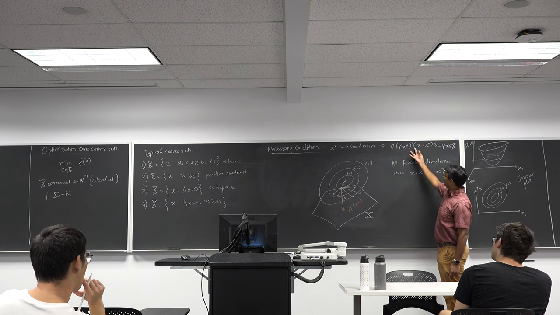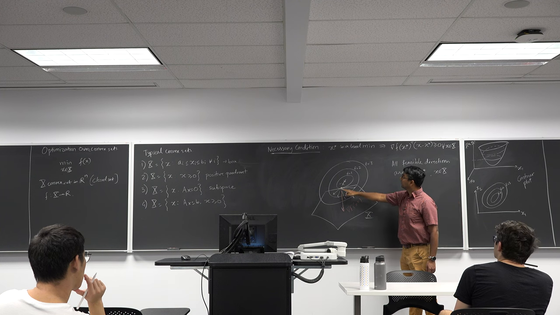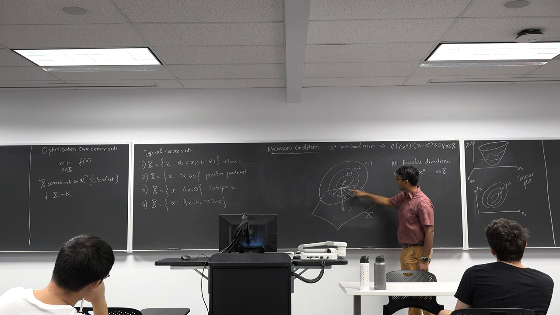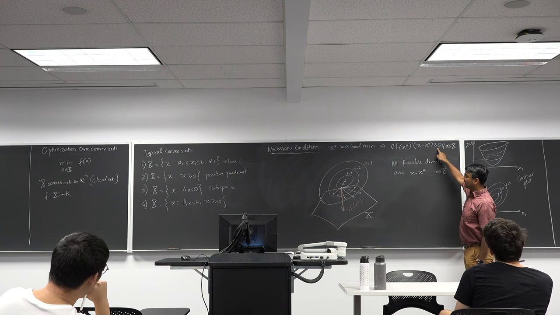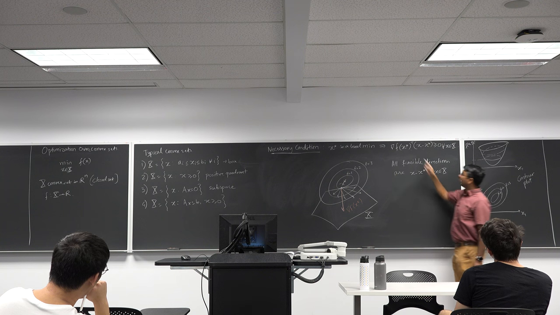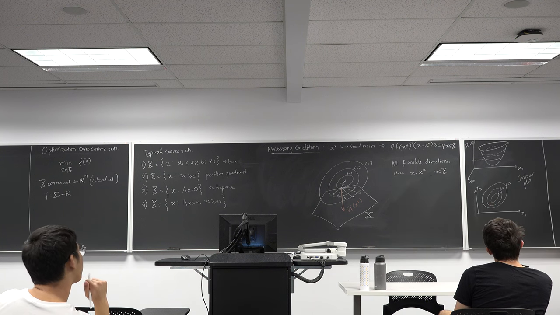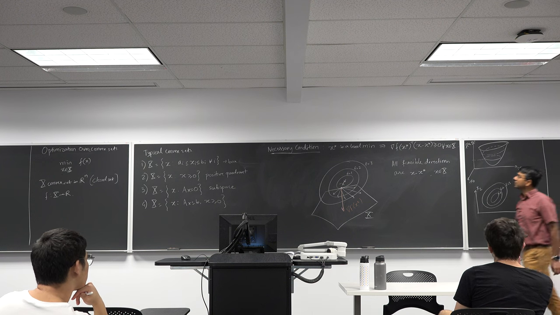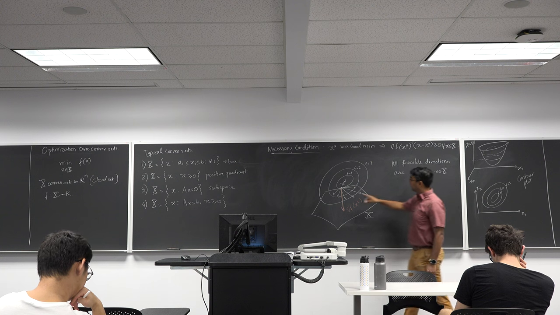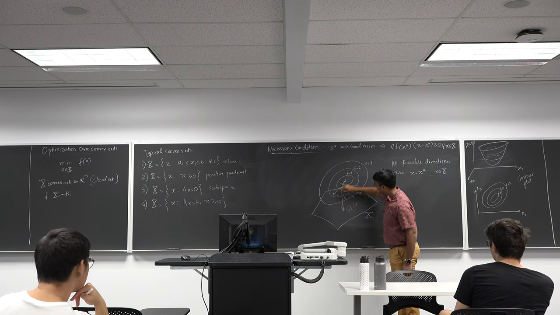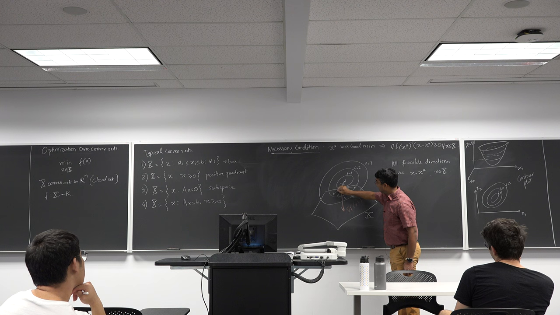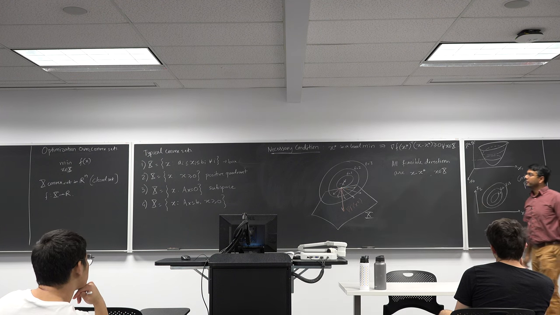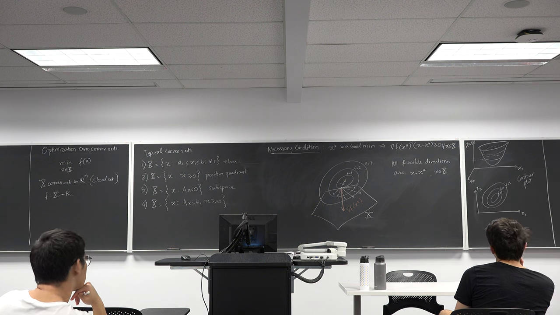What this statement is saying is that if x star is the optimal point, if it is a local minimum, then the inner product between the gradient and all the feasible directions has to be non-negative. What does it mean for the inner product between two vectors to be non-negative? It means that the two vectors are making an angle of less than 90 degrees. Only then is the inner product going to be non-negative. As you can see here, all of these angles are less than 90 degrees, and that's why the inner product is going to be non-negative.